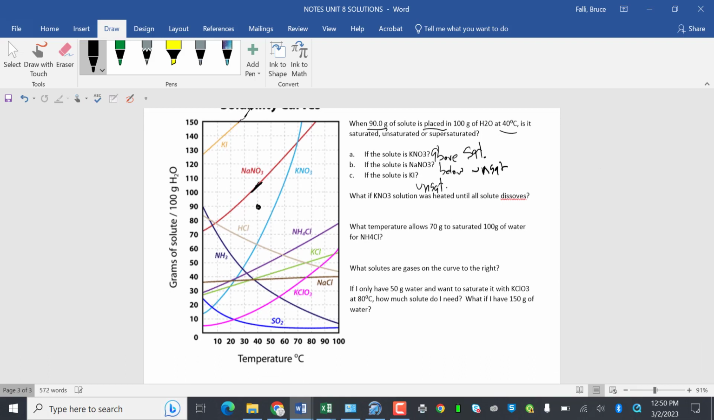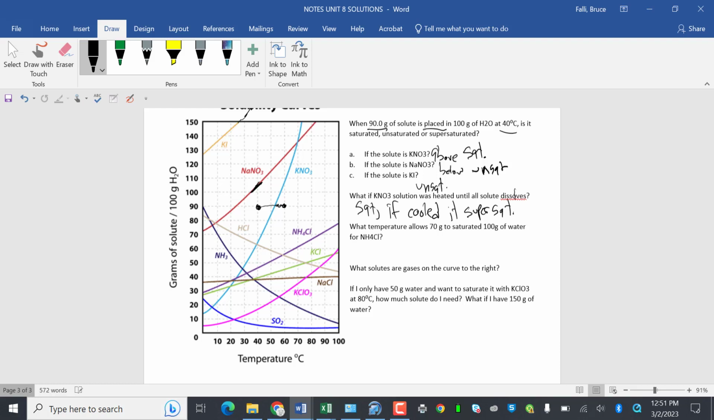What if the KNO3 was heated until all the solute dissolves? So what happens? First of all, I'd learn how to spell dissolves. KNO3 was heated until it dissolves, so I would have this much. Then it would become saturated. Then if cooled, it becomes supersaturated. Now, supersaturated really is kind of a super situation. Just because you heat something up and dissolve it and then cool it back down, most of the time what happens is the extra precipitates out. But if you're very careful, very, very quiet, sometimes, but not all the time, it will become supersaturated.